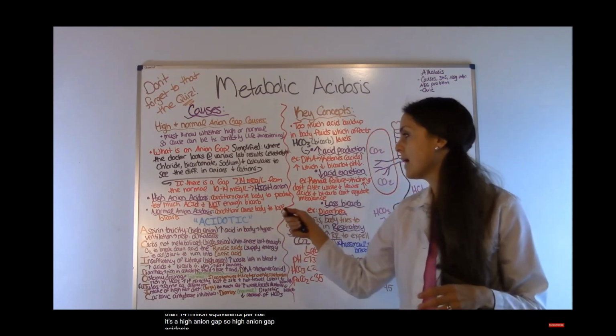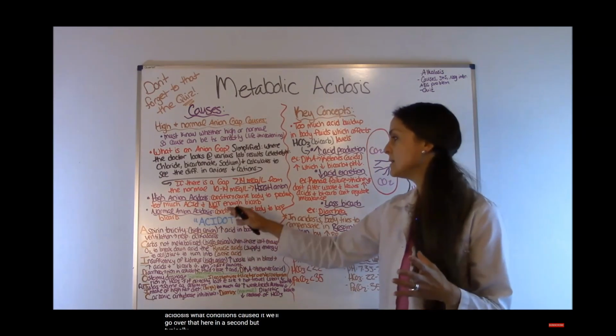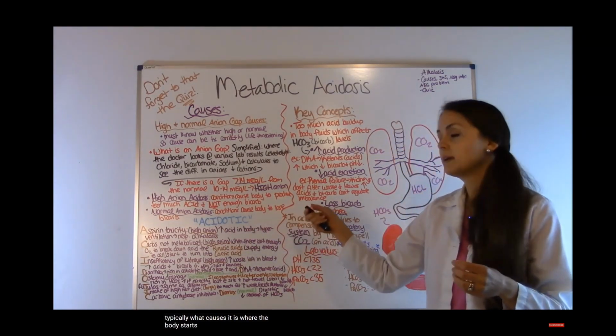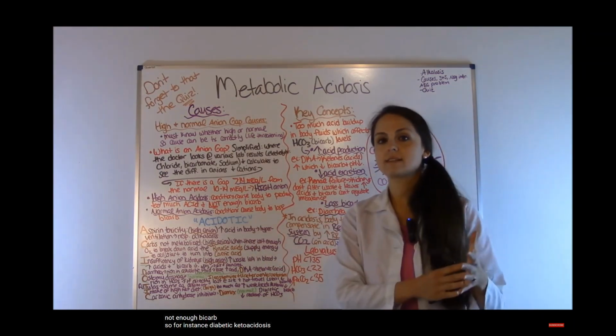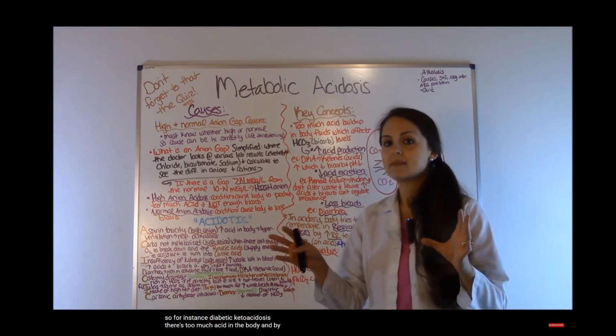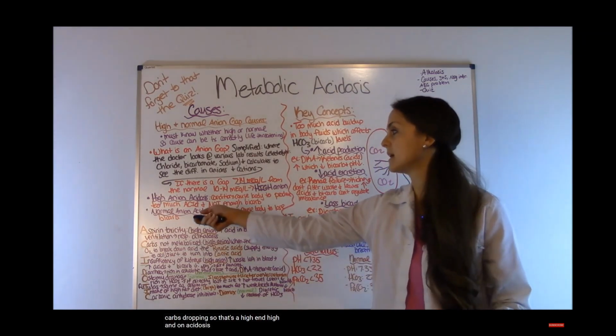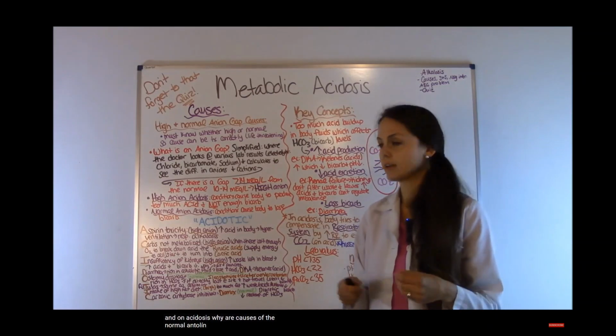So high anion gap acidosis, what conditions cause it? We'll go over that here in a second. But typically, what causes it is where the body starts to produce too much acid and not enough bicarb. So, for instance, diabetic ketoacidosis. There's too much acid in the body and bicarb's dropping. So that's a high anion gap acidosis. What are causes of the normal anion gap acidosis?